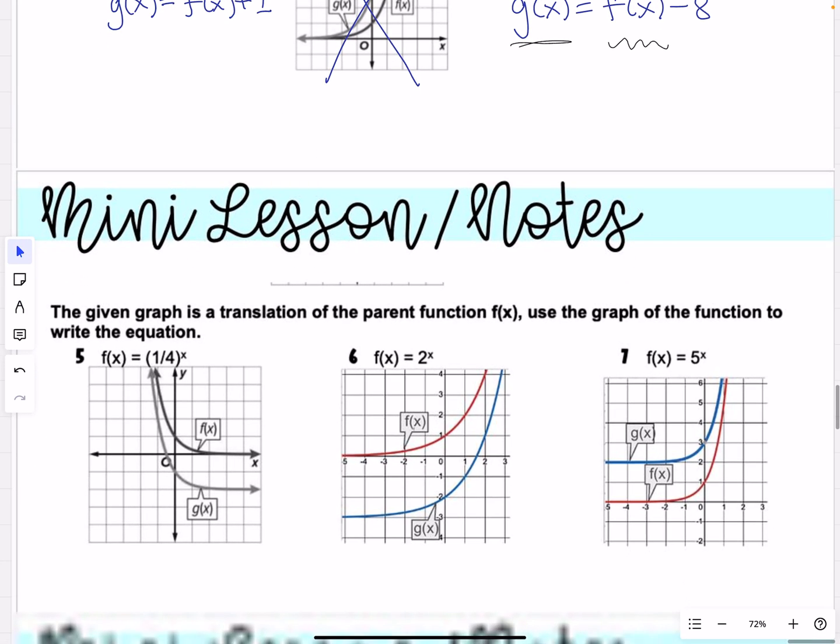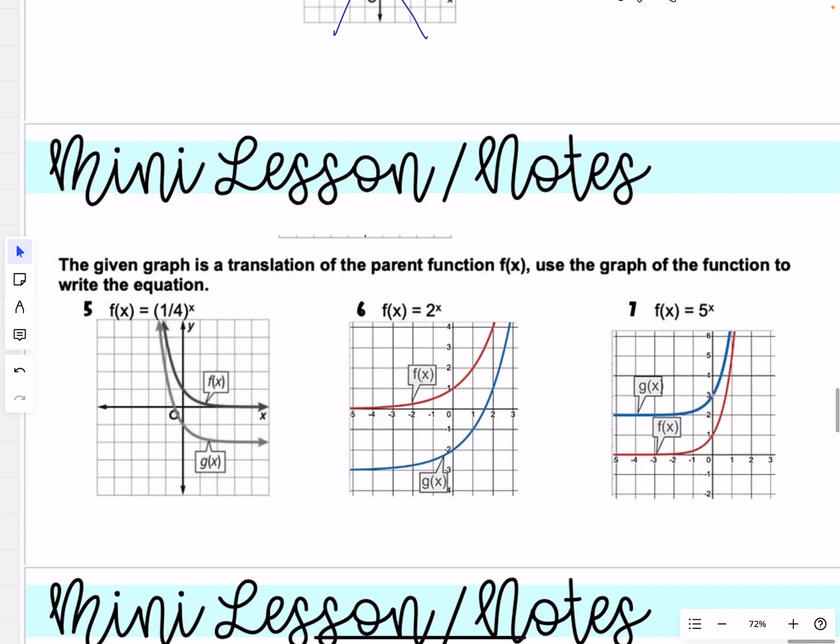All right, let's look at these. Now, notice that the first one is exactly the same, but the graphs of 6 and 7 are not the same as what's on your page. So just follow along here, and we're going to do the same idea. We're going to start with g of x. G of x is equal to f of x plus or minus something.